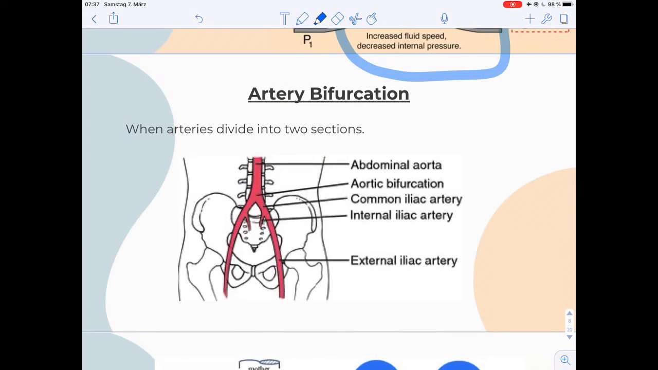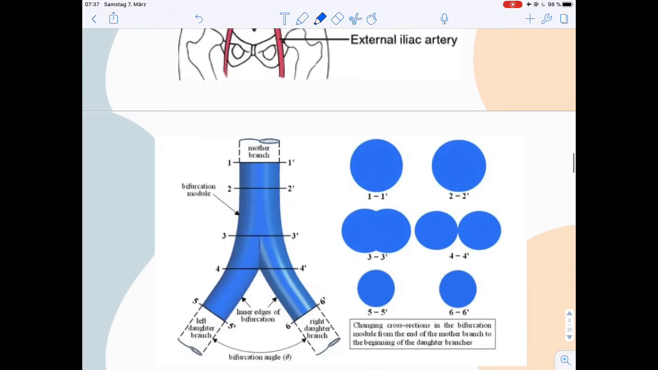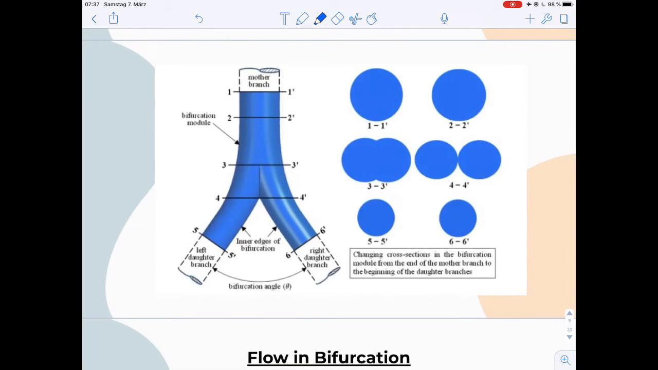Now, as seen in the image, an artery bifurcation is when the artery divides into two sections. We can see it in the following image with the abdominal aorta, which divides in the aortic bifurcation to later become the common iliac artery, the internal iliac artery, and the external iliac artery. In this image, we can see the cross-sectional areas of the bifurcations from the beginning towards the end.